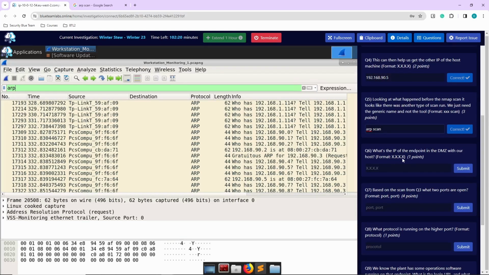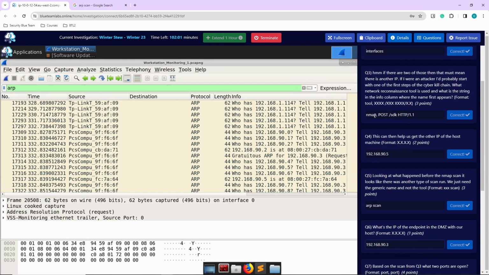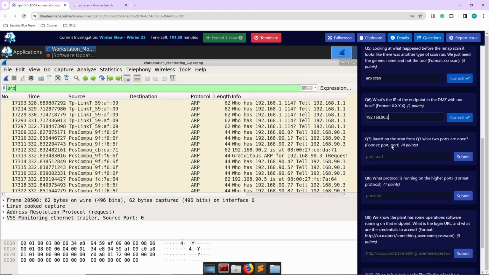What's the IP address at the endpoint in the DMZ with our host? So this is the attacker IP, which I think was this, a .3. We saw that from the nmap scan before. And then based on the scan from Q3, so that's the nmap scan, what 2 ports are open?